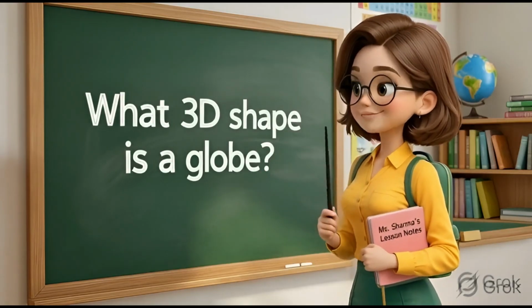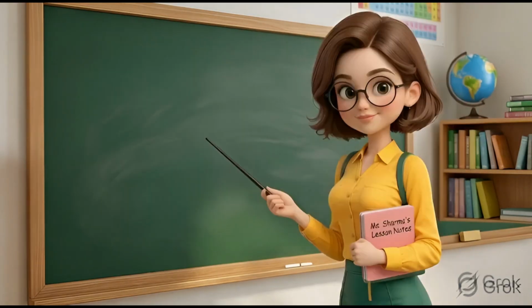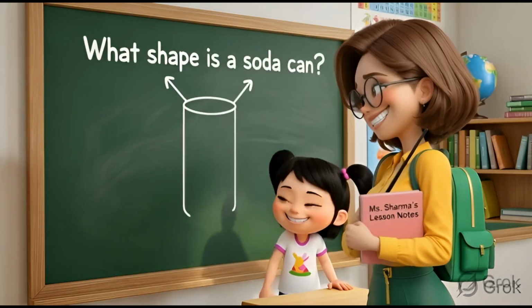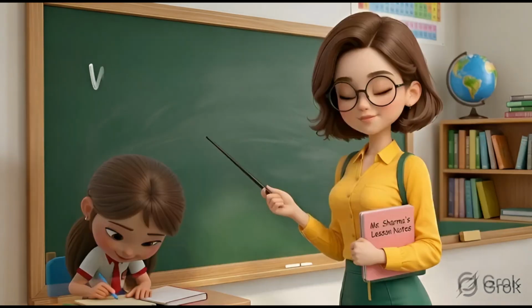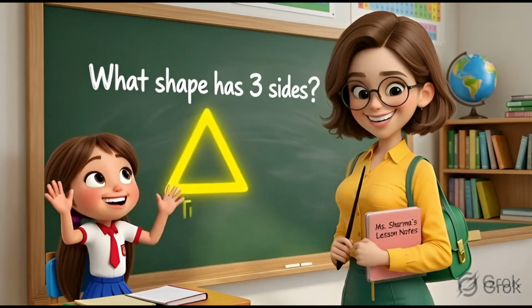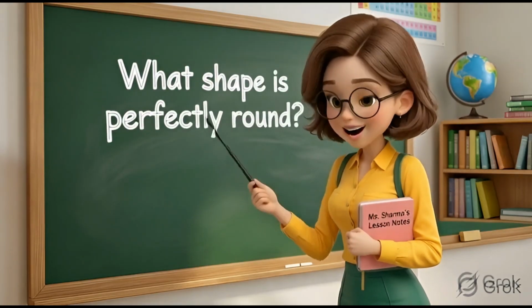What 3D shape is a globe? Sphere! What shape is a soda can? Cylinder! What shape has 3 sides? Triangle! What shape is perfectly round?